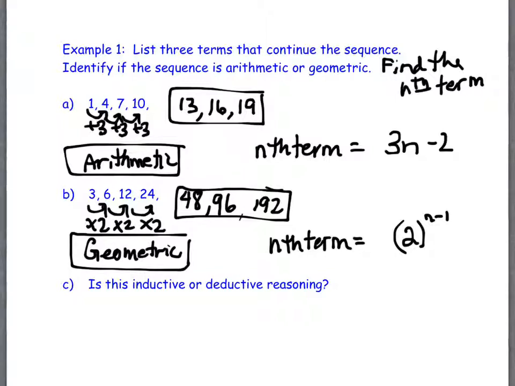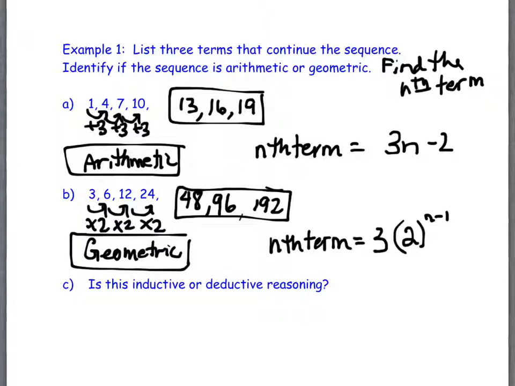Because what that means is, in front of this 2 to the n minus 1, I can simply write my first term, 3. Because when I put in n equal to 1, the exponent becomes 0. The 2 to the 0 goes away, and I'm left with the 3. So I get my first term.